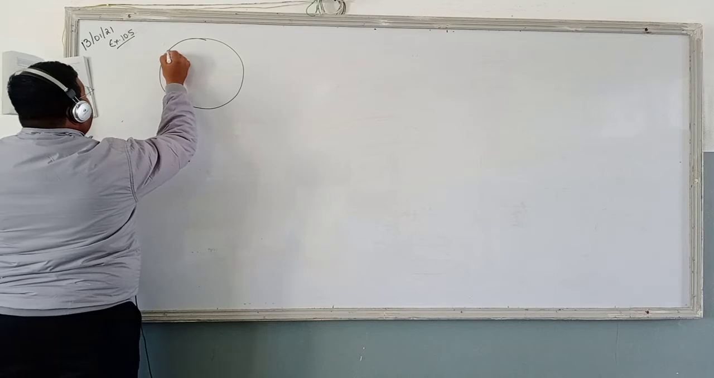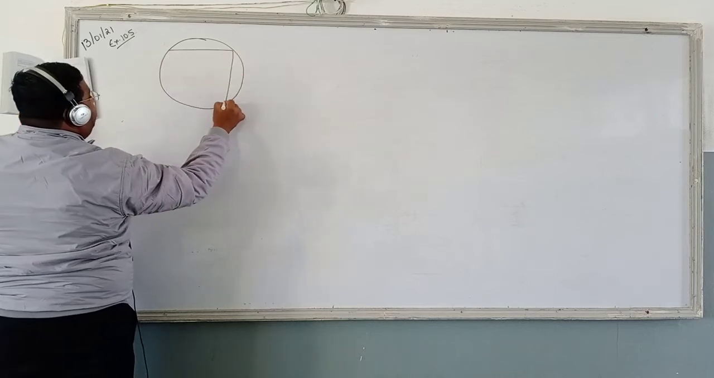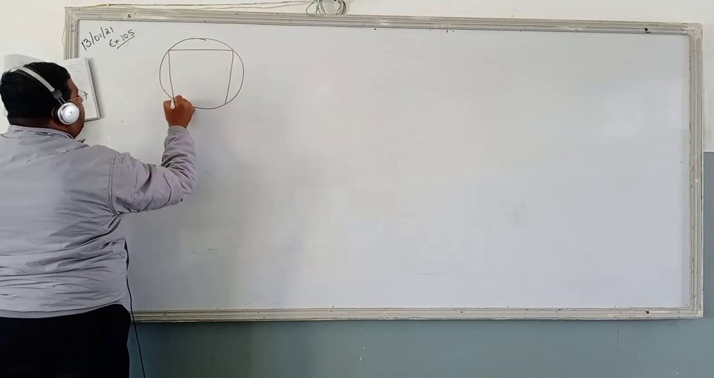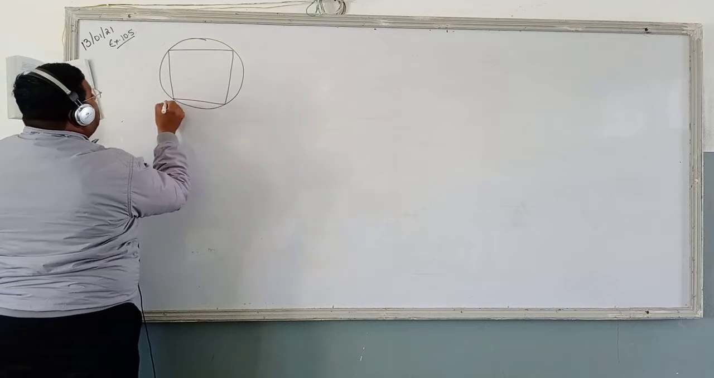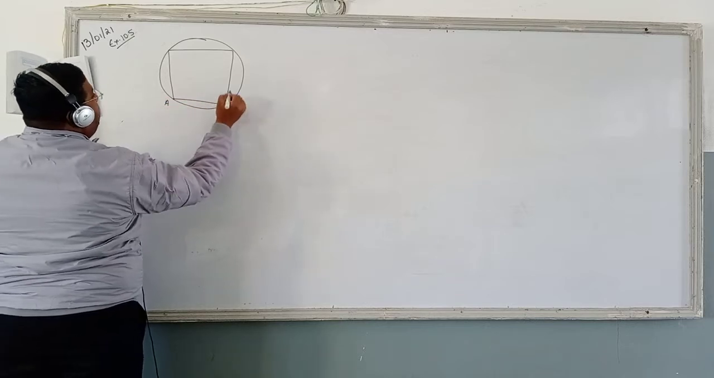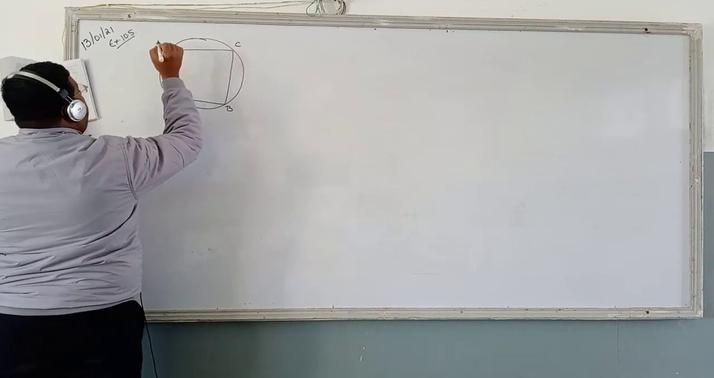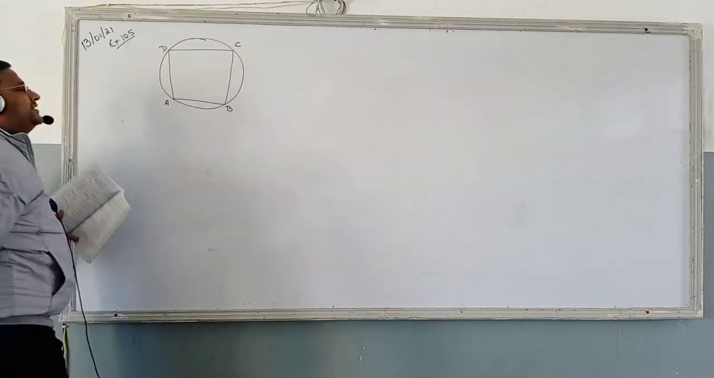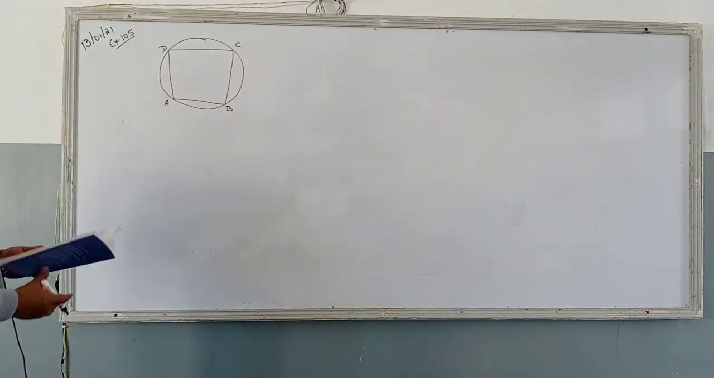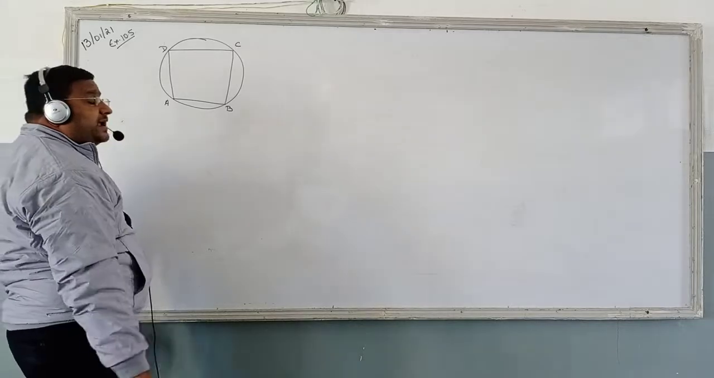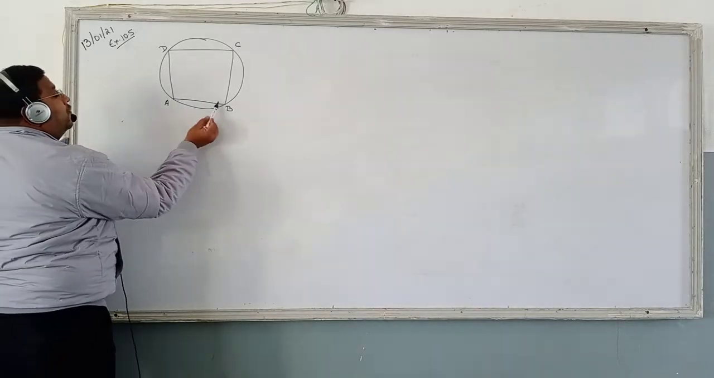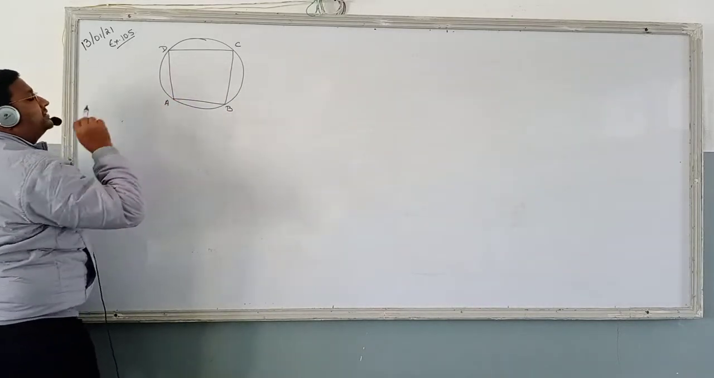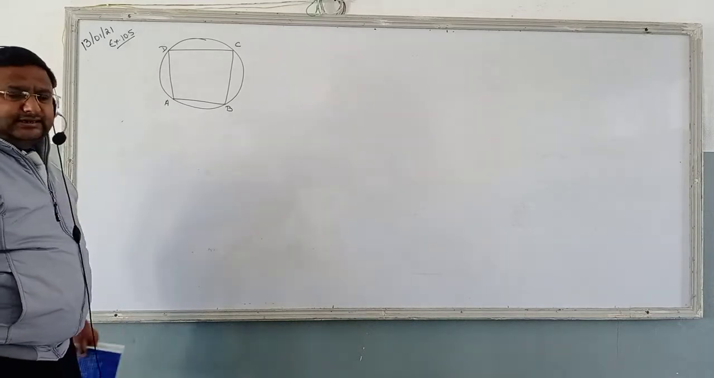ABCD is a cyclic quadrilateral. This is a cyclic quadrilateral, any shape. He is not saying square, rectangle, or parallelogram or anything. He is saying a cyclic quadrilateral, ABCD. What is a cyclic quadrilateral? Opposite angles give the sum 180. That is a property. And what is a cyclic quadrilateral? When all the four vertices are on the circle, isn't it?